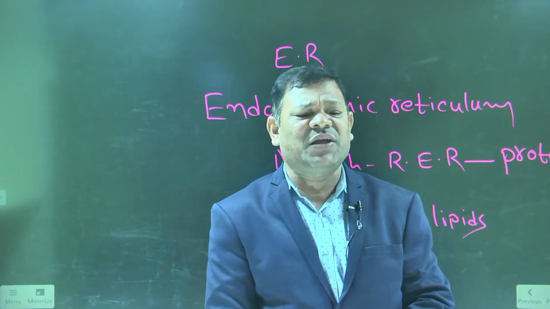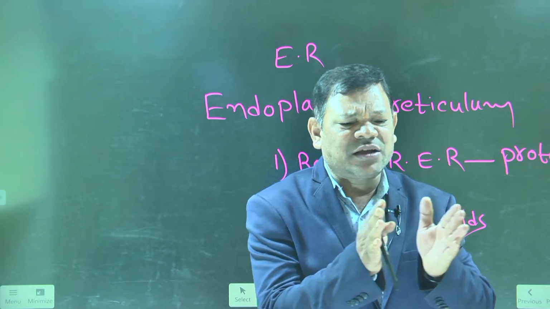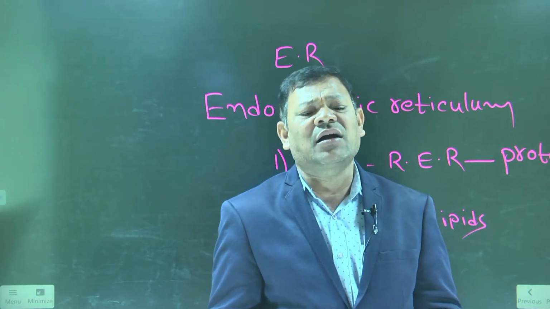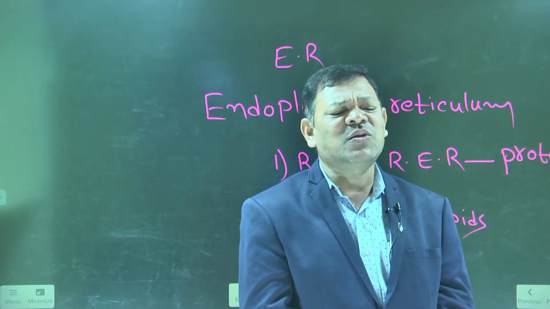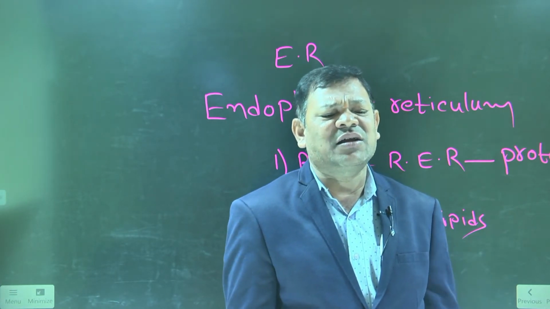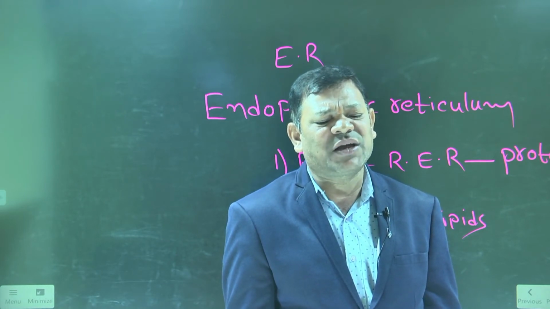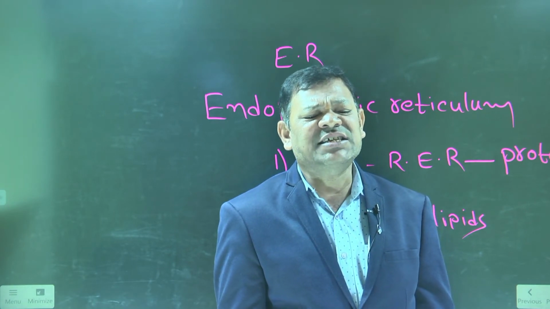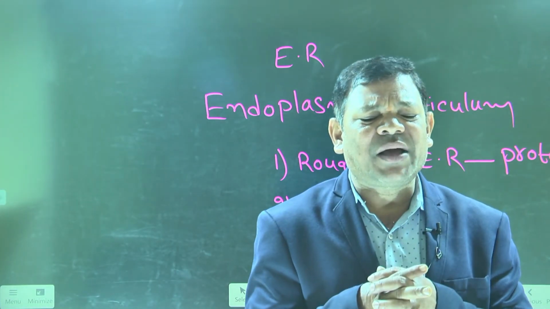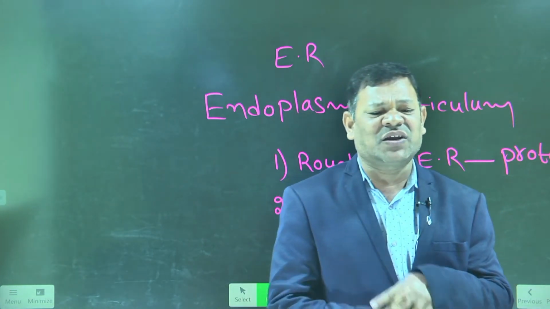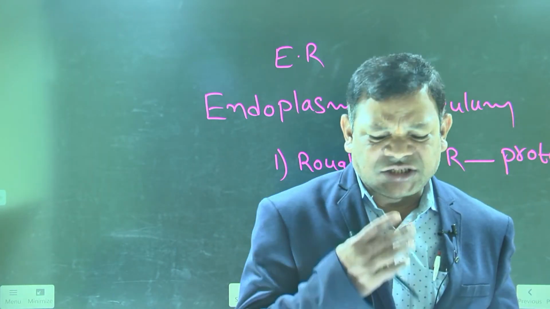Two types of endoplasmic reticulum are present. One is the rough endoplasmic reticulum, which has ribosomes or granules attached. The smooth endoplasmic reticulum does not have ribosomes attached. The rough endoplasmic reticulum helps in the synthesis of proteins, and the smooth endoplasmic reticulum synthesizes lipids. This synthesis of proteins and lipids is called membrane biogenesis, in which the smooth endoplasmic reticulum participates very actively. Do you understand the endoplasmic reticulum? Yes, sir. Next.